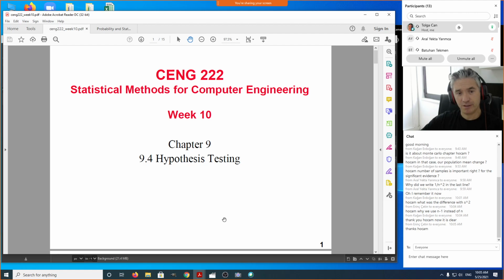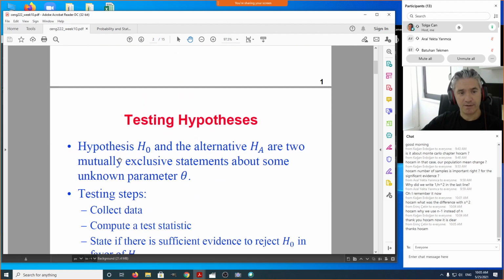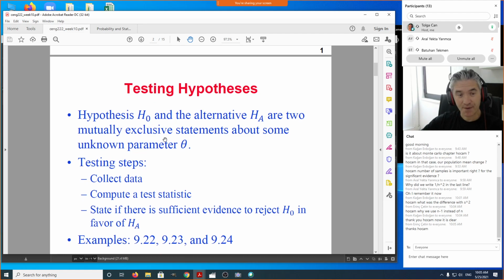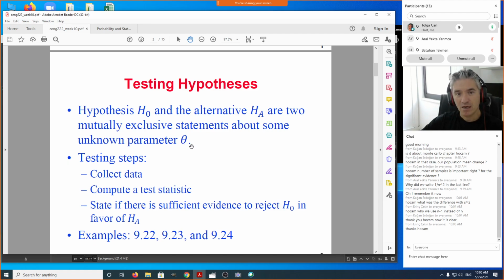Hypothesis testing, the normal case. H0 is called the null hypothesis, and there is an alternative hypothesis. These are two mutually exclusive statements about some unknown parameter theta. The section starts with a general parameter theta, but the hypothesis tests we see in this chapter are going to be hypotheses about the means of populations, differences between means of populations, or proportions. So it is the same as confidence intervals: we are talking about mu's, proportions, or differences between means or differences between proportions.